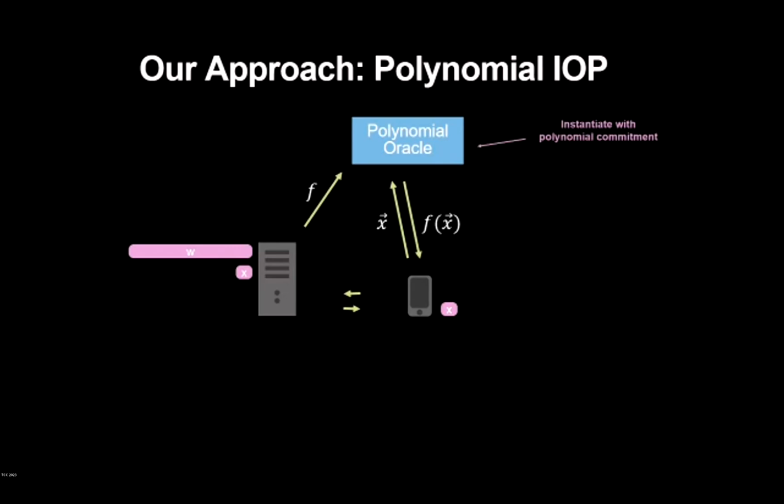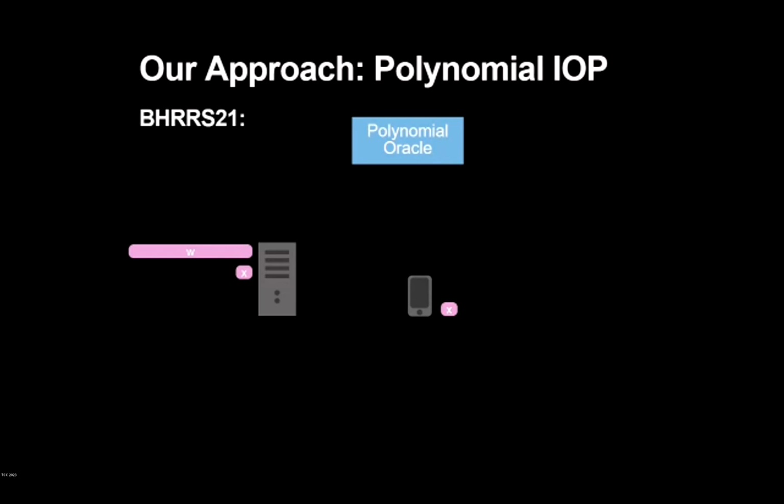Okay. And so the idea here is that once we have a protocol in this sort of polynomial IOP model, then we can instantiate this oracle with a polynomial commitment and we get a protocol in the standard model. And so I'll be a little bit more specific about our approach now.